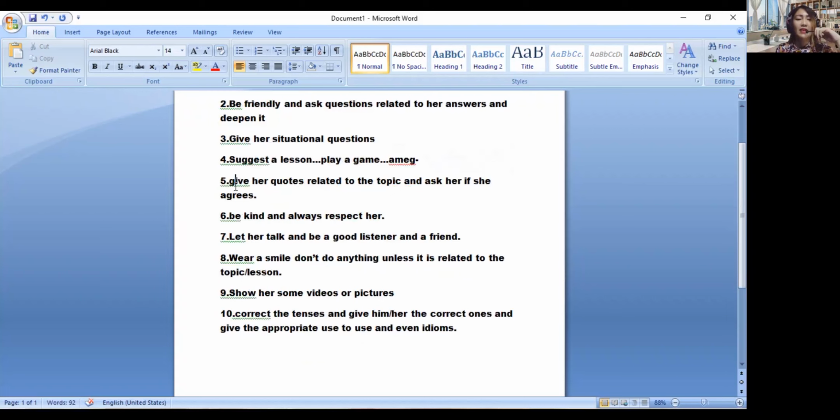Number five, give her or him quotes related to the topic and ask if she agrees. This time she can share his or her opinion. It's quite interesting. Even for me, it would be interesting if you asked me something and I would think about how I would solve it, or my thoughts about it. So you should also think of her or his part. Make sure that he or she is enjoying the lesson. We should not prioritize ourselves. So if possible, don't talk too much. It's free talk, but let her speak more.